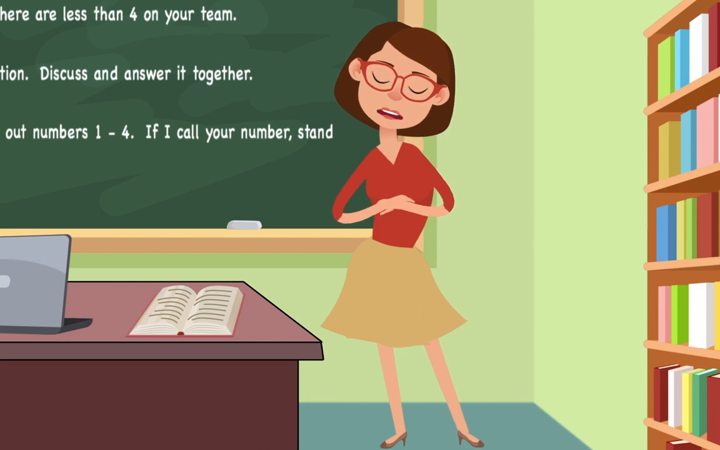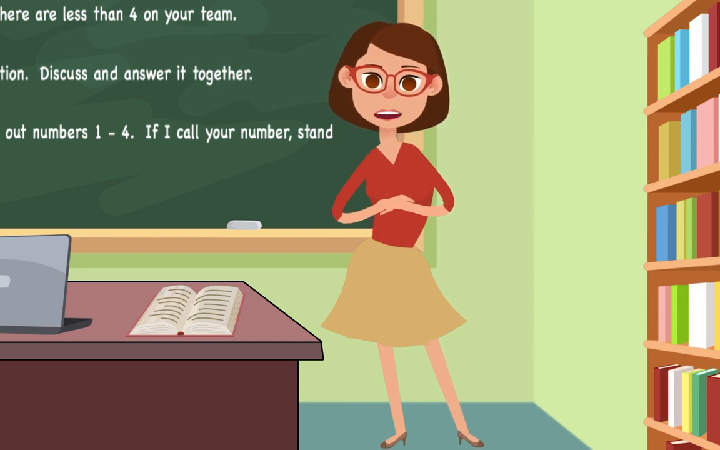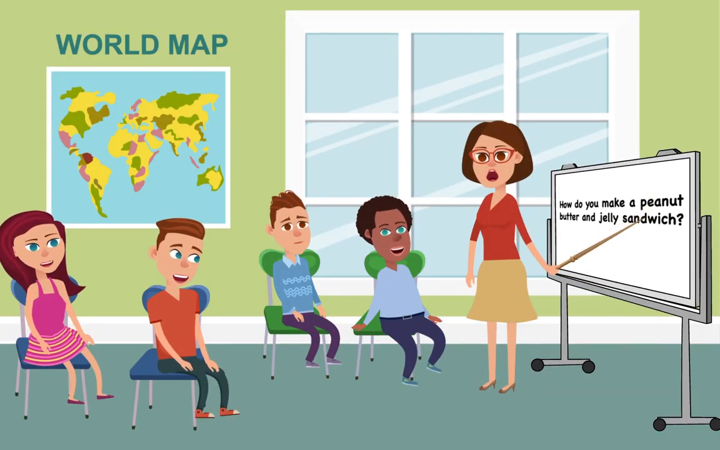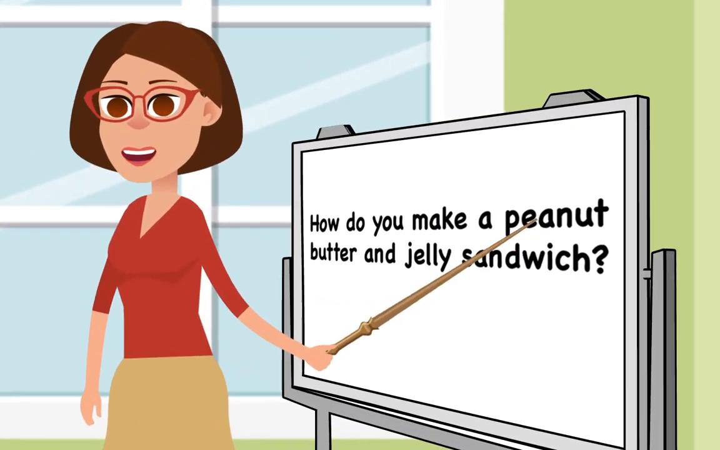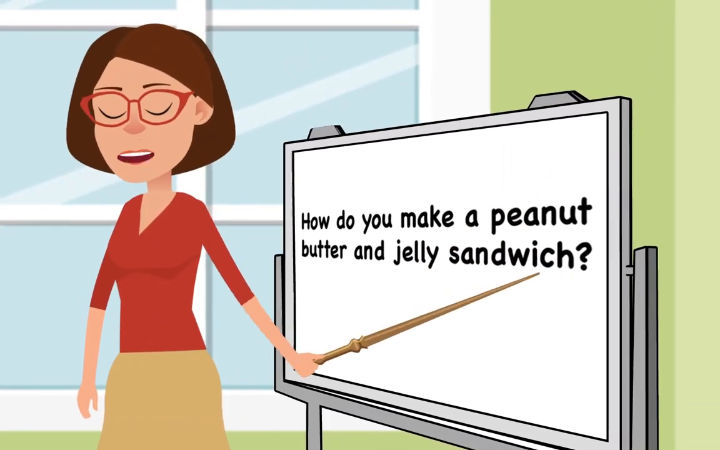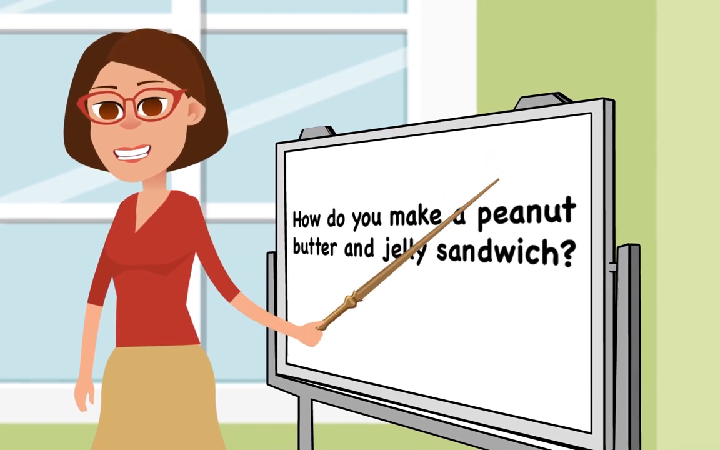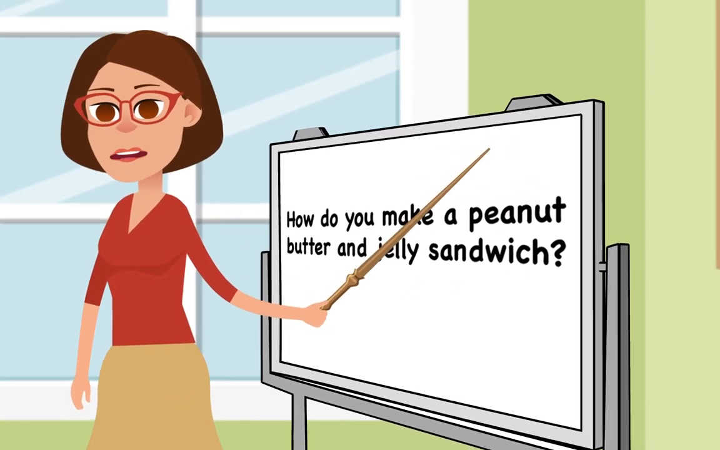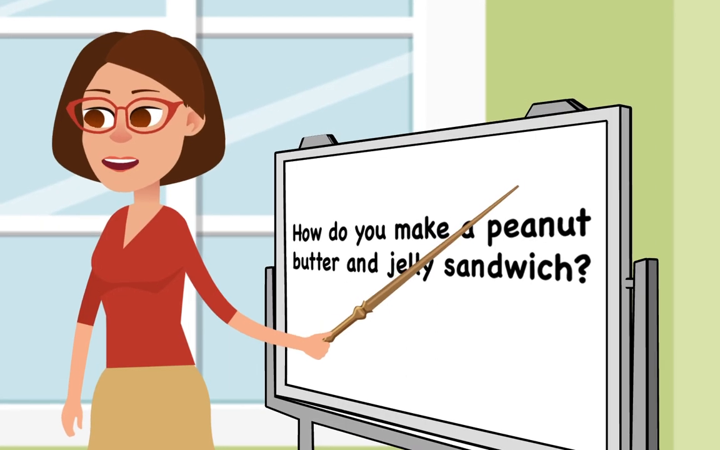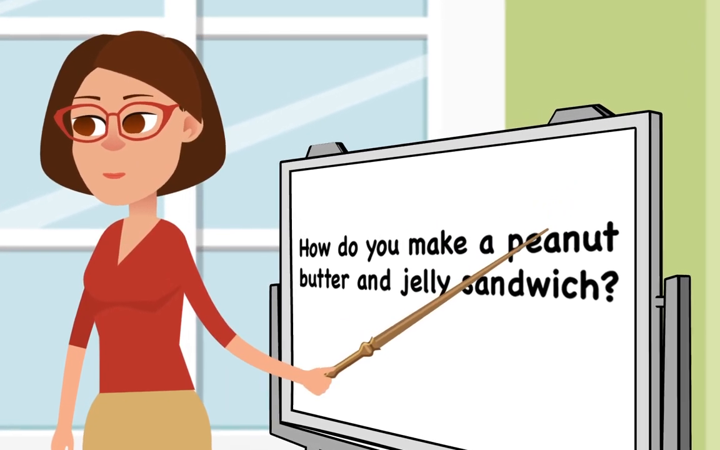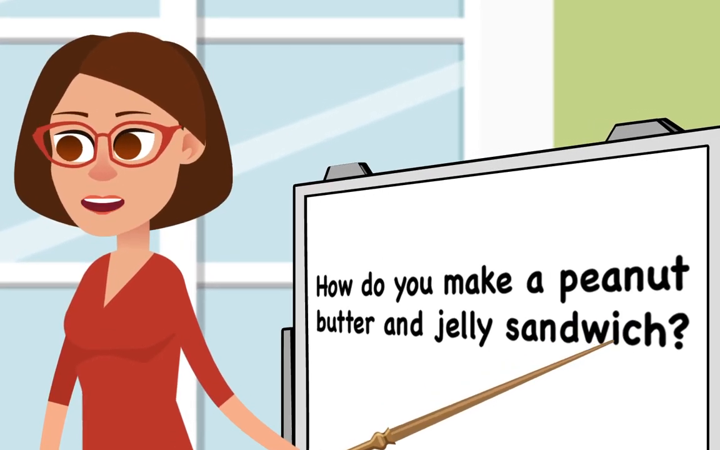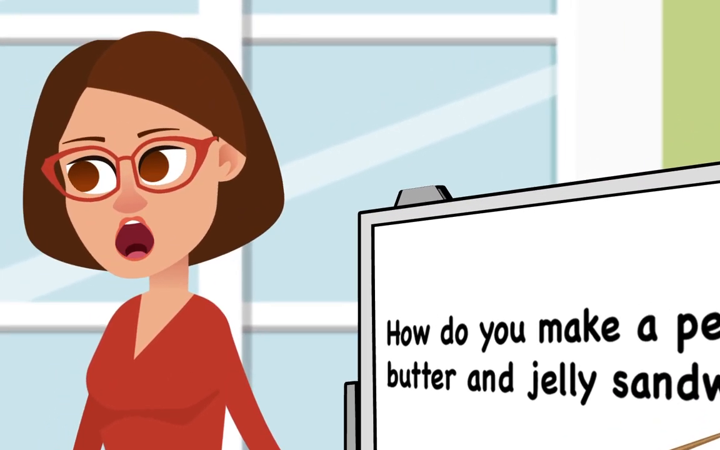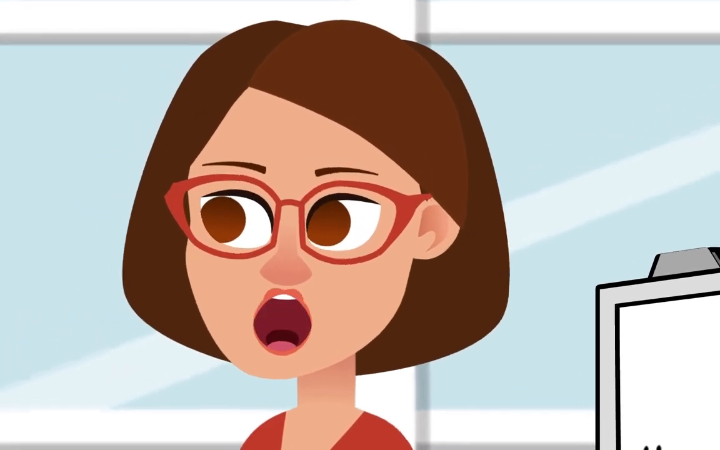Now, students, you have 1 minute to get into your teams. Okay, make sure you've numbered off 1 through 4. Here is your question. Please explain how to make a peanut butter and jelly sandwich. Discuss what you need to do first, second, and so on. Remember, everyone is expected to contribute at least 2 sentences to the conversation. You have 2 minutes to come up with a team answer.